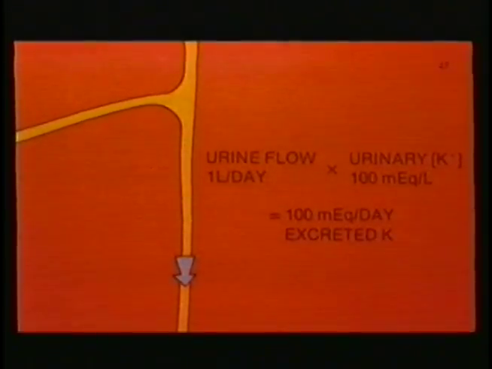Potassium concentration in the urine may vary over a wide range. Since normal urine flow is about 1 liter per day and urinary potassium concentration is about 100 milliequivalents per liter, renal potassium excretion would be 100 milliequivalents per day. This is only an approximate value. Recall that it is within the range of average daily intake.